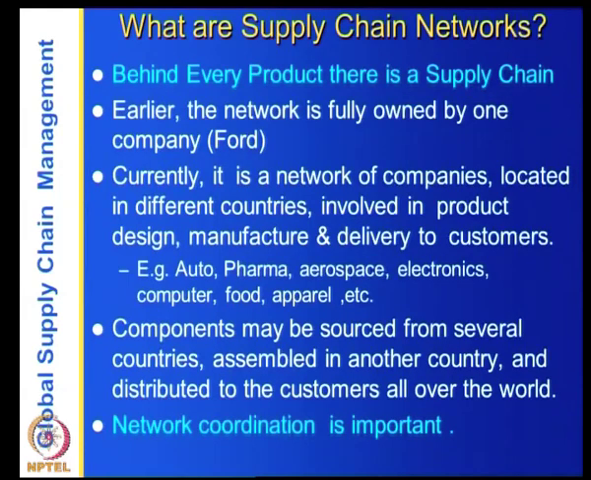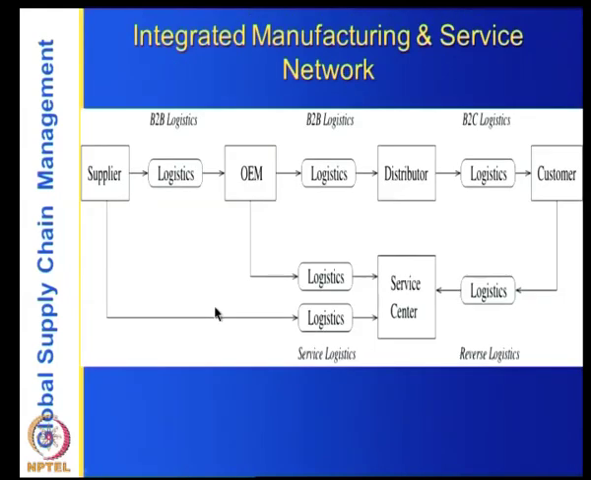So to give you an idea of what supply chain networks are, let me show you a diagram which says their supplier. Although I said one supplier, there could be several suppliers here, and from the supplier, OEM means original equipment manufacturer, who basically gives the design, who orders the components from the suppliers, who does the assembly. But from the supplier to the OEM, or original equipment manufacturer, there is what is called inbound logistics or B2B logistics, business to business logistics, that is involved.